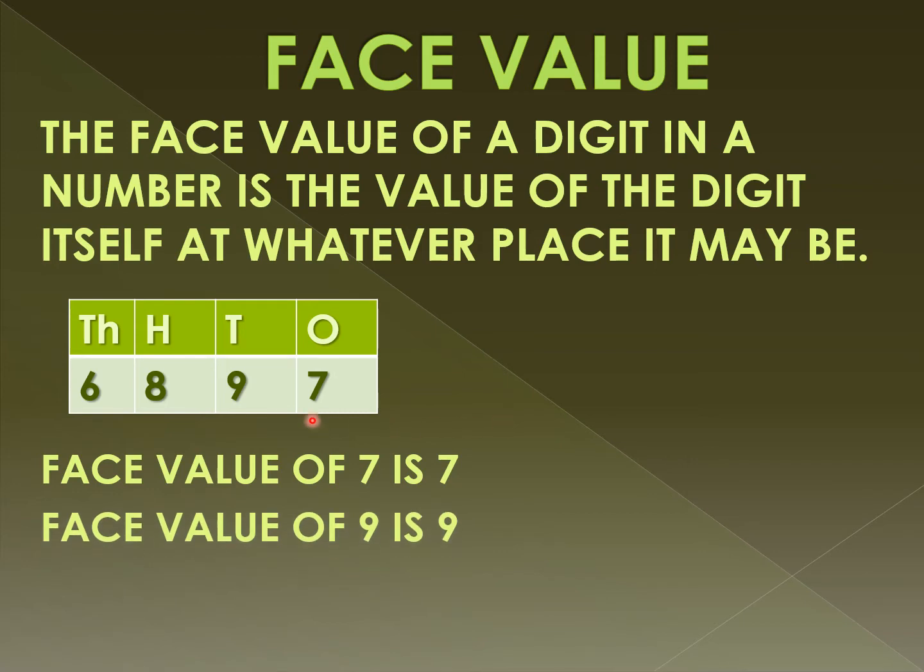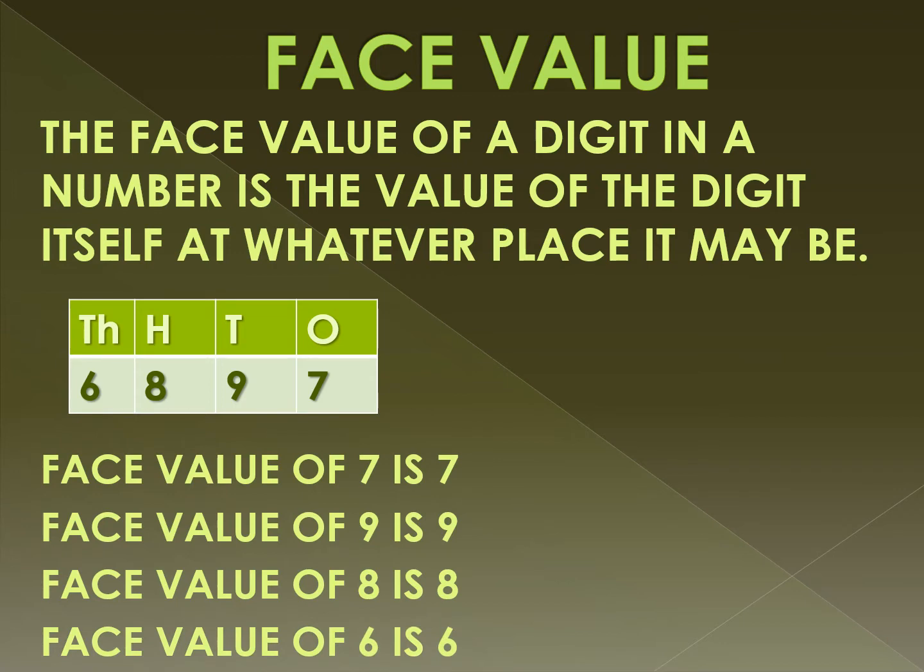The face value of 9, which is in the tens place, is 9. The face value of 8, which is in the hundreds place, is 8. And the face value of 6, which is in the thousands place, is 6. So, I repeat, the face value of a digit is the number itself, irrespective of which place it is in.